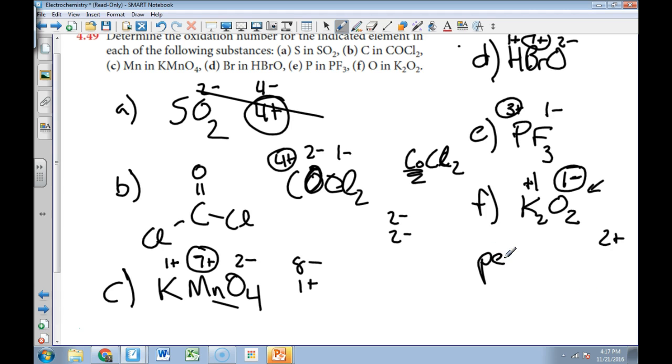And that is what makes peroxides. That's one of the reasons why peroxides are reactive and not very good to do things with, because of the oxidation state of oxygen. Okay, so that is a review of, or that shows you how to do question 4.49 in Brown, LeMay, Burdge.